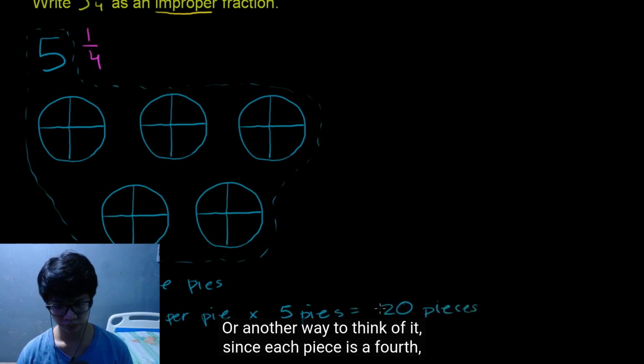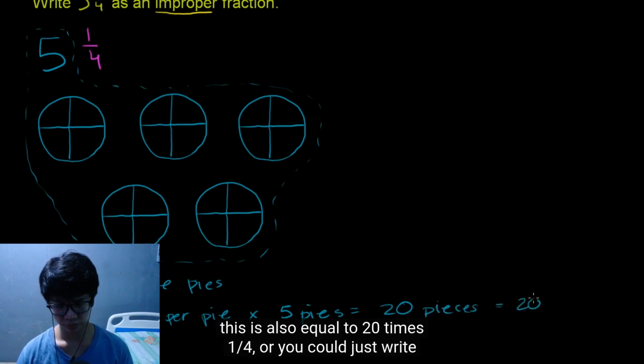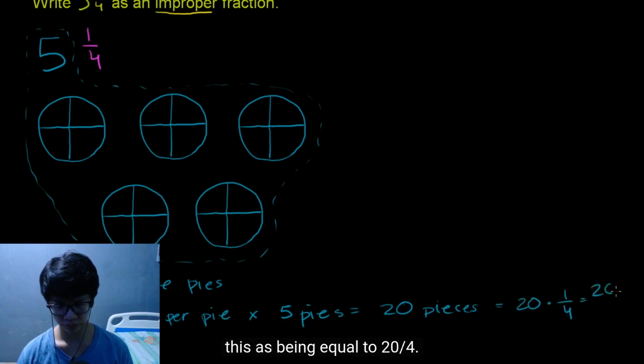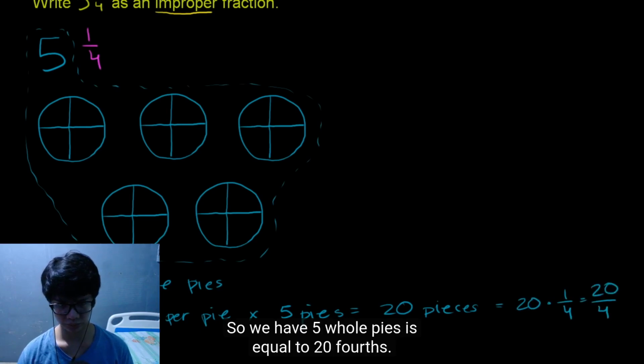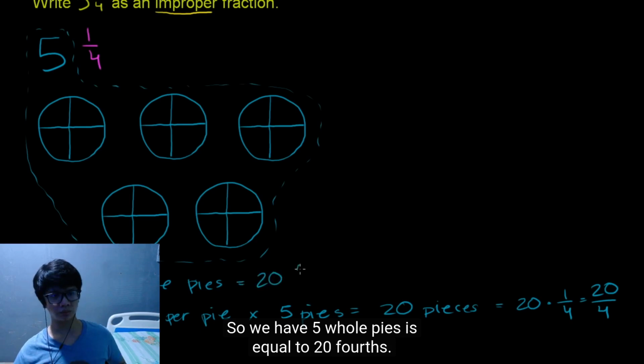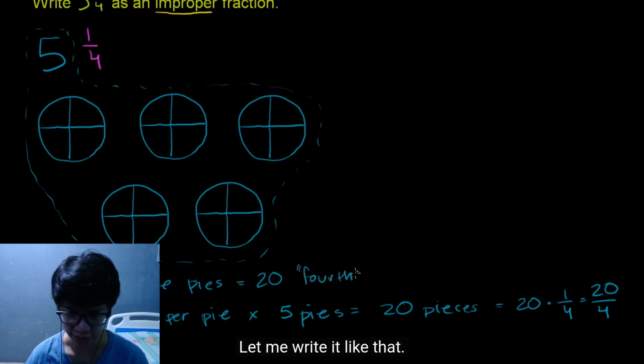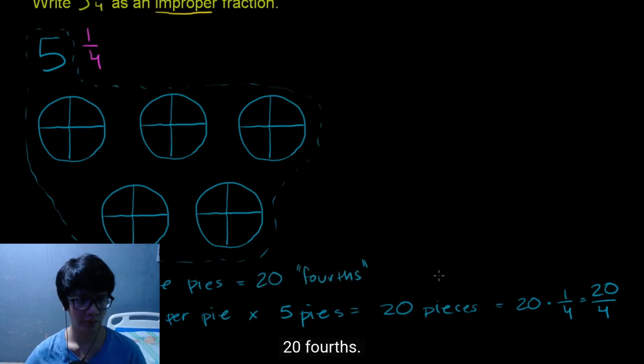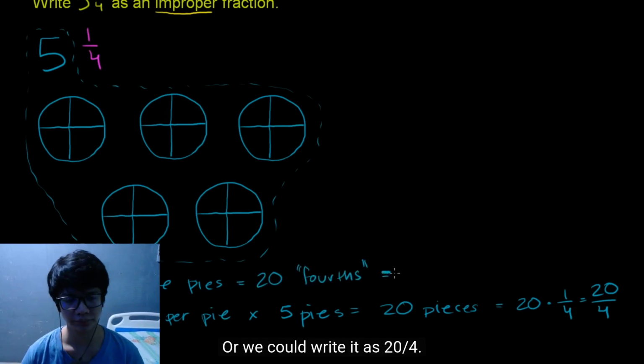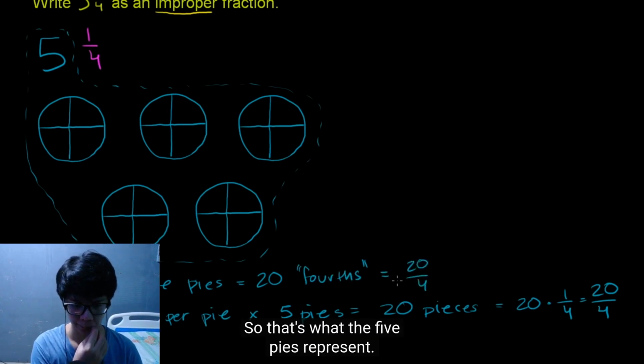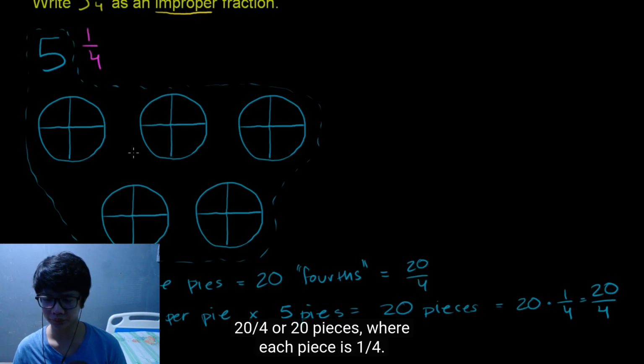pieces. Or another way to think of it, since each piece is a fourth, this is also equal to 20 times 1/4. Or you could just write this as being equal to 20 fourths. So we have 5 whole pies is equal to 20 fourths. Or we could write it as 20 over 4. I've kind of done the same thing twice. So that's what the 5 pies represent. 20 fourths, or 20 pieces, where each piece is 1/4.